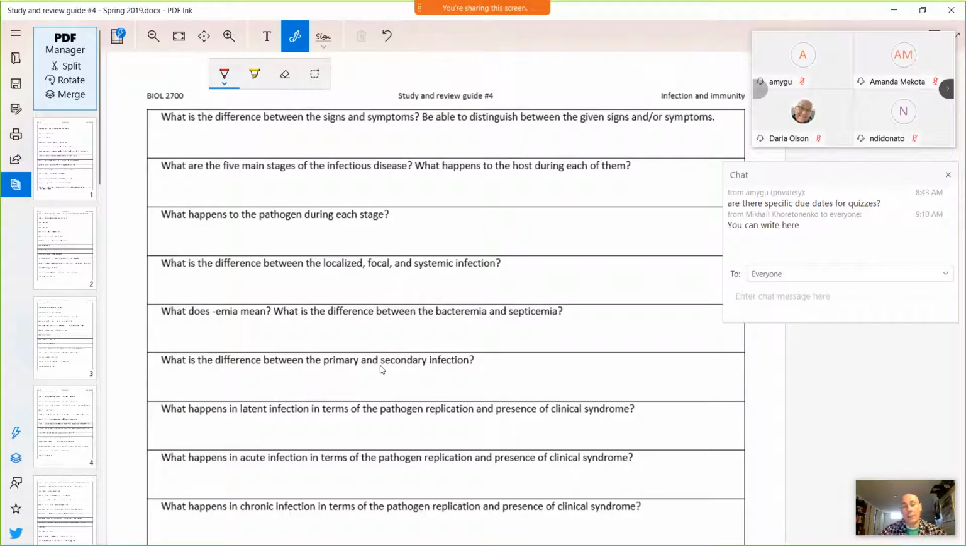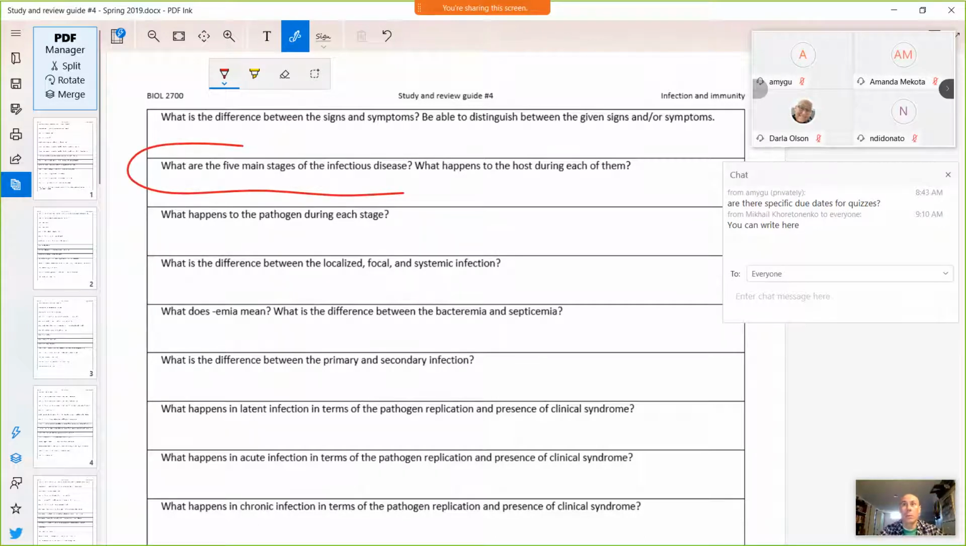Signs and symptoms. Signs are objective, symptoms are subjective. So like fever, actual fever, like 104 degrees, or high blood pressure is a sign. Something like a rash is a sign, right? Nausea or headache is a symptom. 5 main stages.